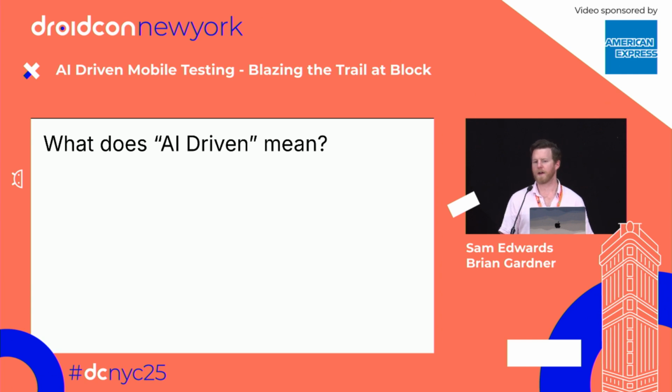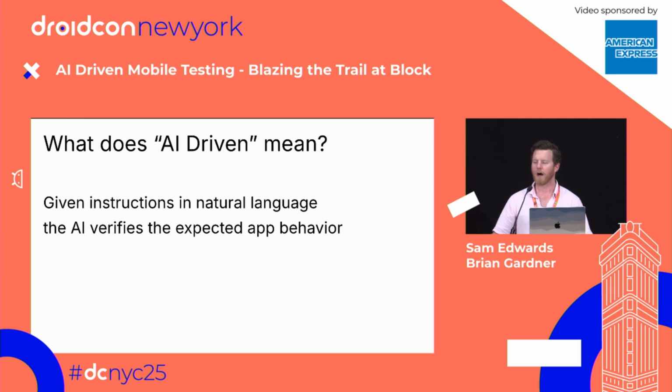Now, when I started on this, I wanted a well-defined idea of what this project was for. What does AI-driven mean? If you look up research papers, there's a whole lot going on in AI testing right now. You can find papers on people generating new unit test cases with AI, generating test fixture data with AI, and all kinds of stuff, but that's not what I was going for. All I wanted was, given a natural language prompt, my AI can verify the expected app behavior. I can tell it, hey, go log in with this email address, this password. It'll figure out what's on the screen and drive its way through, and then it'll tell me when it's done.